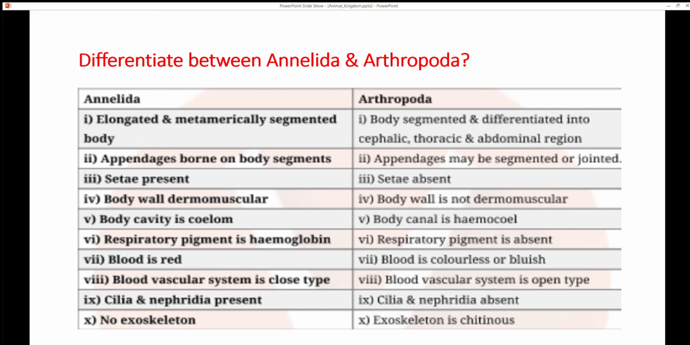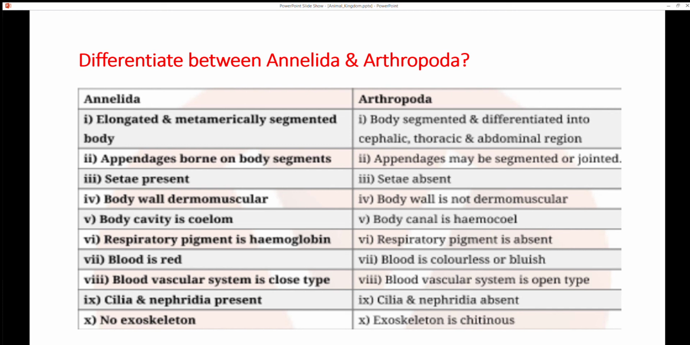And the respiratory pigment in Annelida is hemoglobin. Here there is no respiratory pigment, that's why the blood is white in color. In Annelida, blood is red in color. Here it will be white. Sometimes in some organisms it will be bluish. If you keep it in water, open it and see the body completely when it is open.